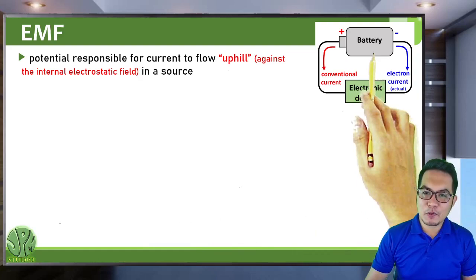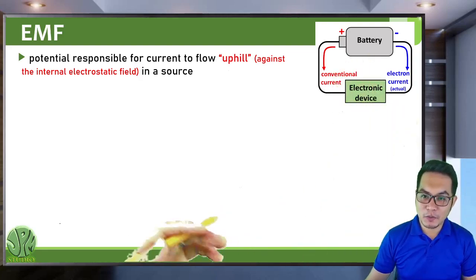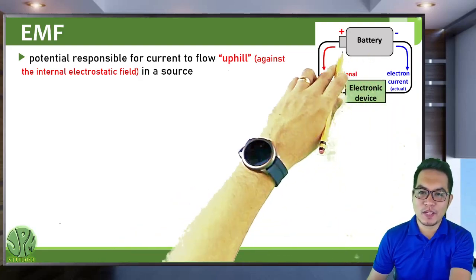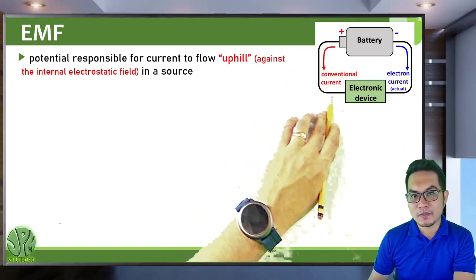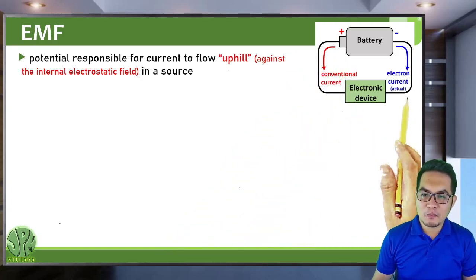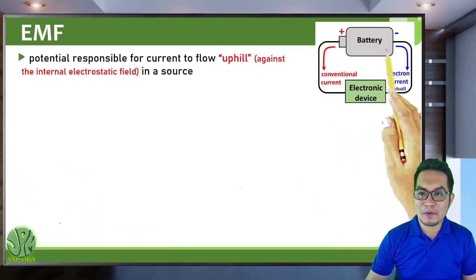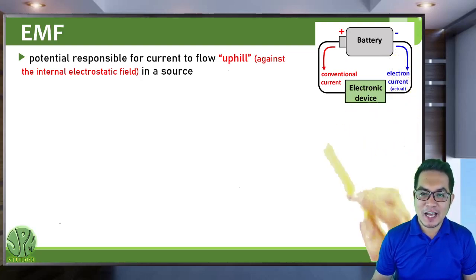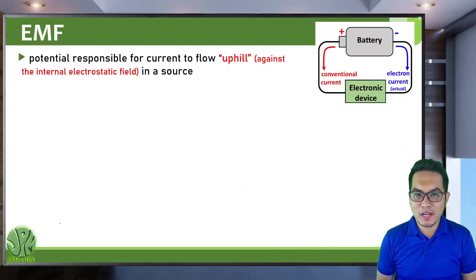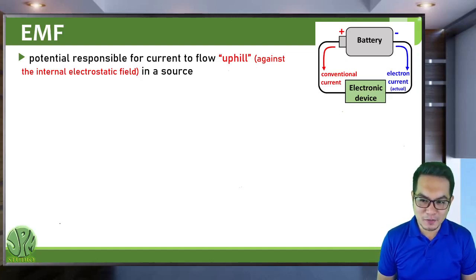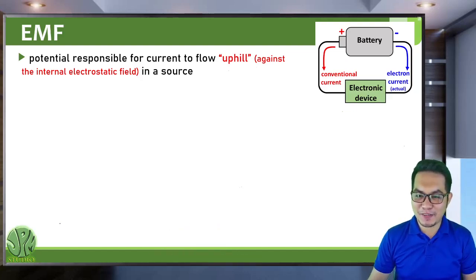For example, you have a battery and you connect it to an electronic device. Conventional current flows from the positive terminal, while the actual current is electron current, which flows from the negative terminal. In analyzing circuits in basic electromagnetism, you always use conventional current, because that is the convention set by the electrical engineers. So we can't go against the convention.